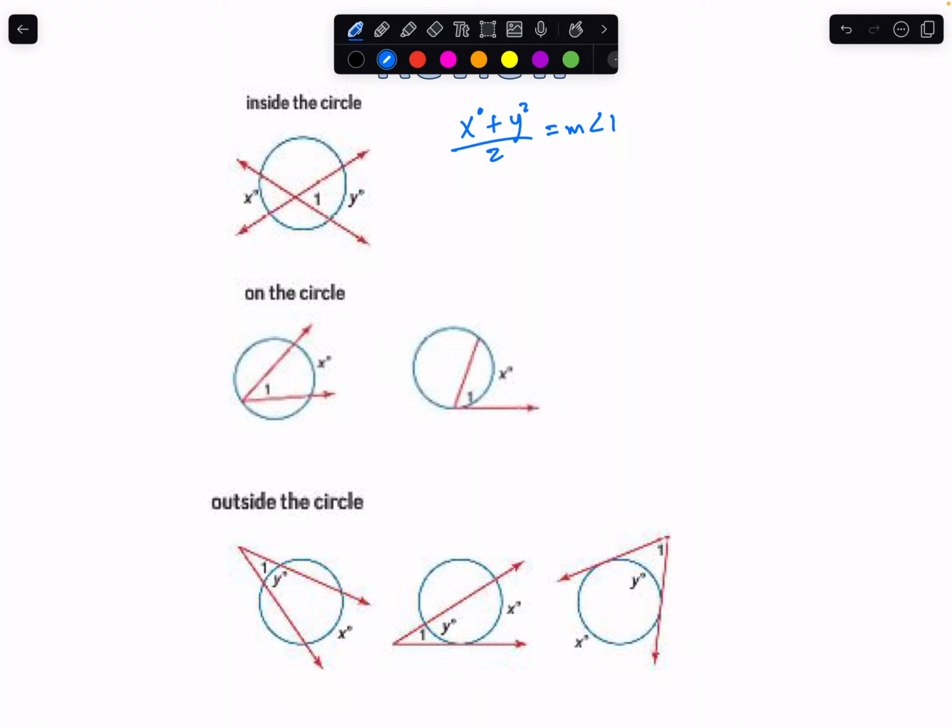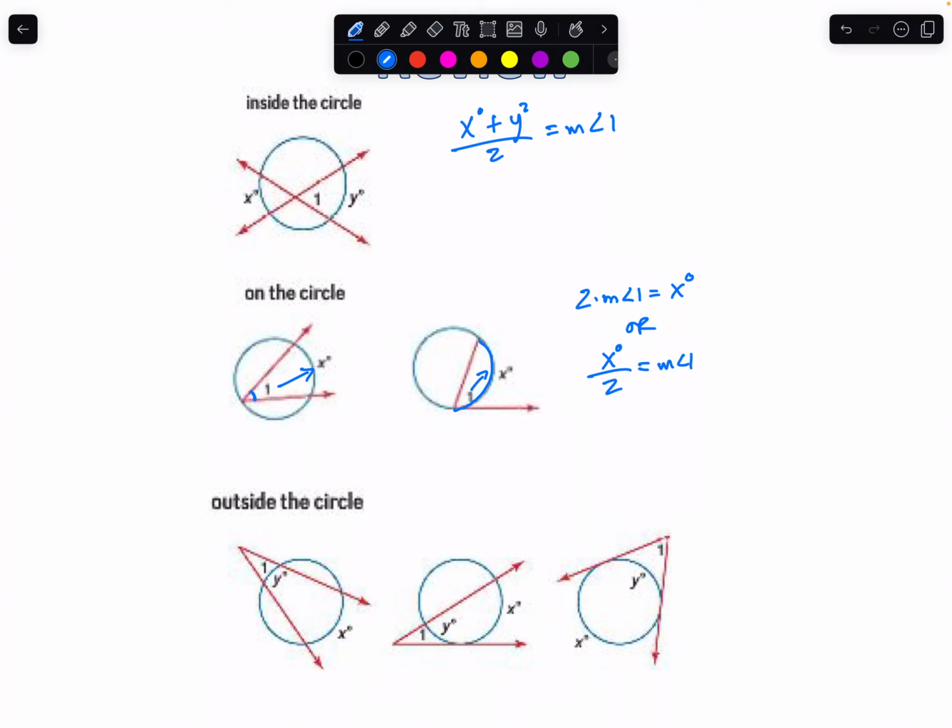When it lands on the circle, the angle will always be half of the intercepted arc. So as long as we know some information, we can multiply it times 2 or divide it by 2. So 2 times the measure of angle 1 equals x, or you can take x and divide it by 2 to get the measure of angle 1, depending on how you want to think about it. The angle on the lines will always be the smaller one, and the one on the arc will be the larger one.